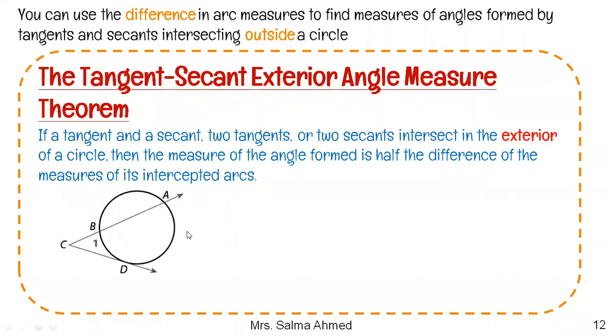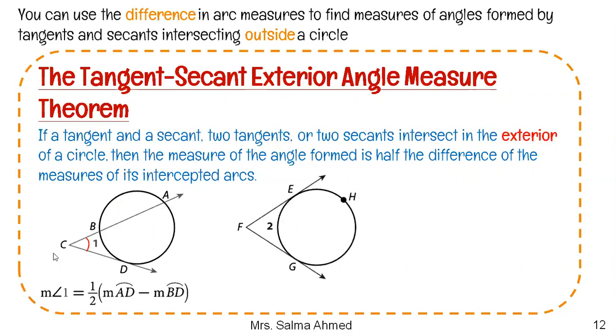So here I have a secant and a tangent. If I need to find angle C, which is angle 1, I can say, according to the theorem, that the measure of angle 1 is equal to half the major arc, which is AD, minus the difference between these two arcs, AD and BD. So the measure of angle 1 is equal to half the measure of the biggest arc minus the smaller arc.